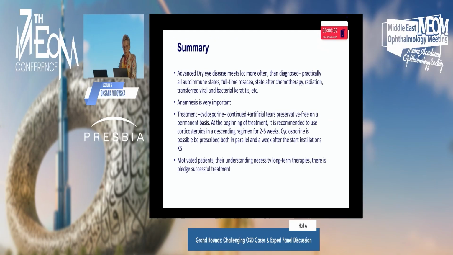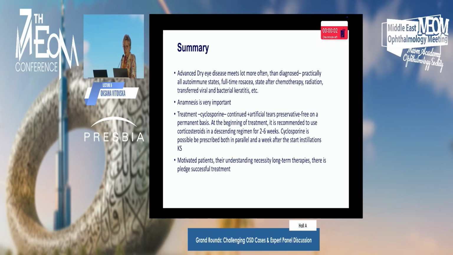As a summary of this case, advanced dry eye disease is met more often than it is diagnosed, mostly because of autoimmune states, rosacea, the state after chemotherapy, as in our case, radiation also, and other causes. Anamnesis is very important, and treatment like cyclosporine continued with preservative-free artificial tears on a permanent basis.